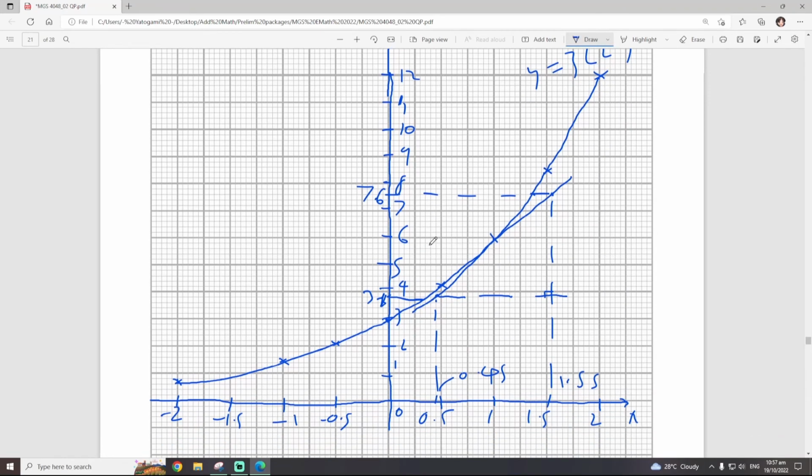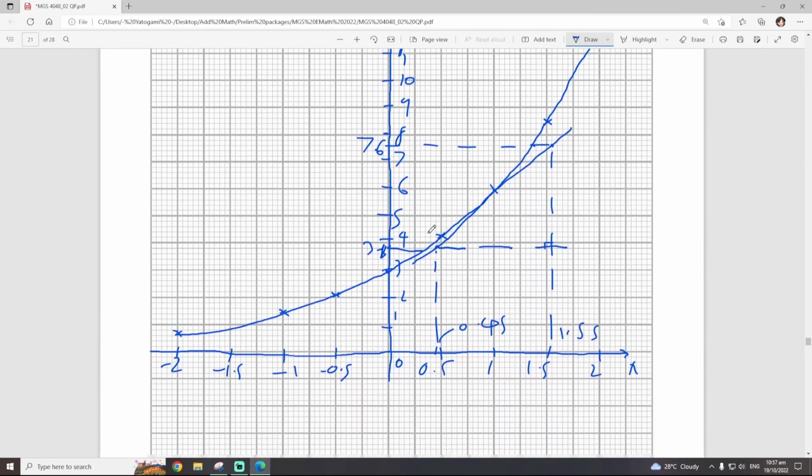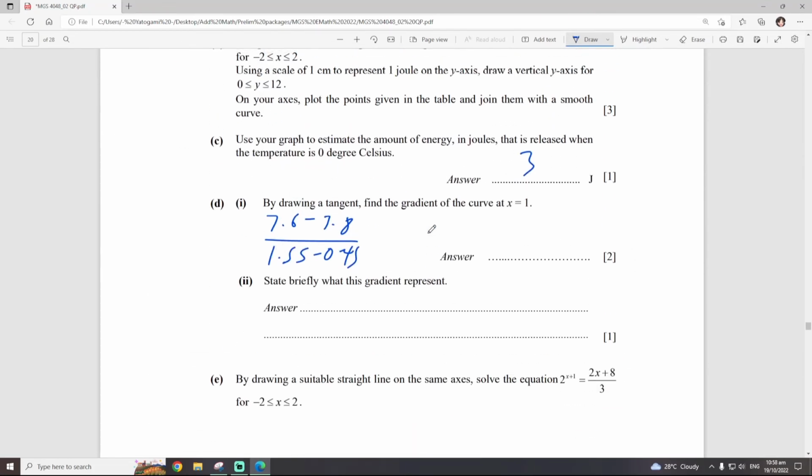So the gradient will be 7.6 minus 3.8 over 1.55 minus 0.45. Okay. 7.6 minus 3.8 over 1.55 minus 0.45, I think. Yeah. Okay. Which is 3.45. Yeah, 3.45.